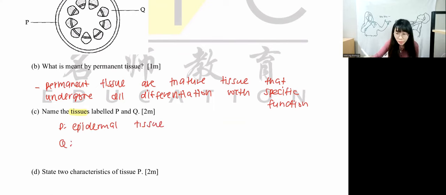What do you think Q is? Q is the cortex, right? Cortex is ground tissue. Very good. Cortex is a ground tissue. Okay, next question. State two characteristics of structure P.